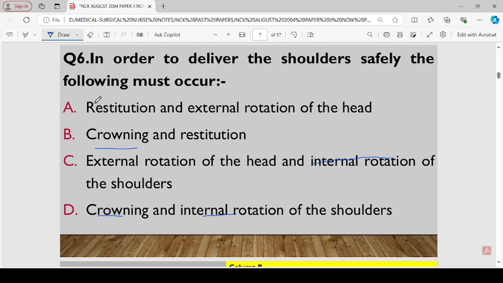Remember, restitution is normally the alignment of the head with the shoulders once the head has passed the birth canal, right? External rotation will help the shoulders to align with the widest part of the pelvis. And restitution will help realign the head with the shoulders once the head has passed the birth canal. So this one is the best option for us.